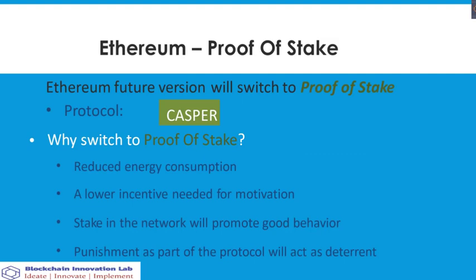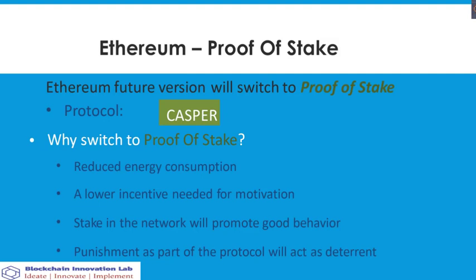So Ethereum proof of stake uses the Casper protocol, so you can make a note of it. Proof of work has Ethash and GHOST; here you have Casper. It reduces the energy consumption. You don't need to consume electricity, and a lower incentive is needed for motivation. However, people still say that nodes also need some kind of incentivizing, so they put a gas price, but it's a very small amount.